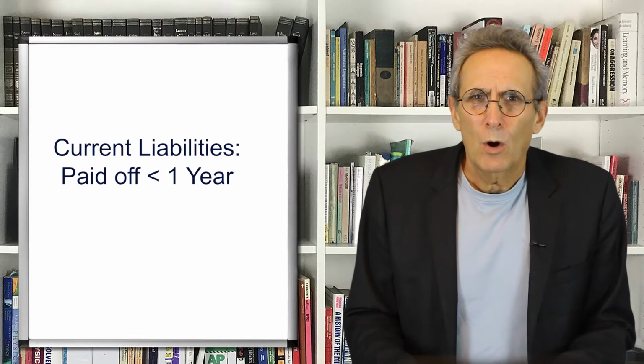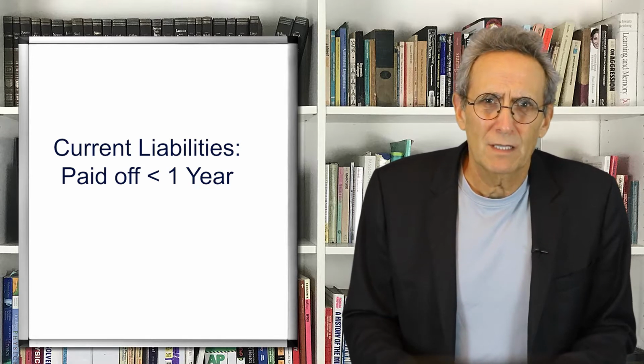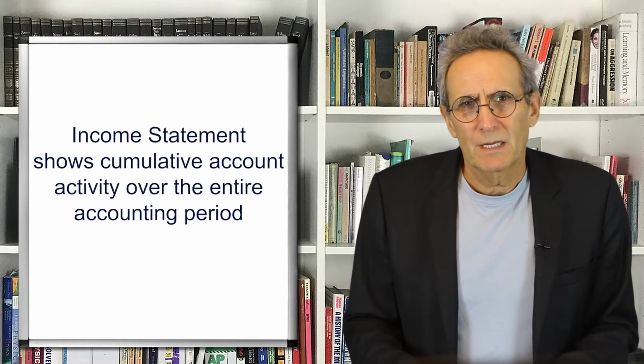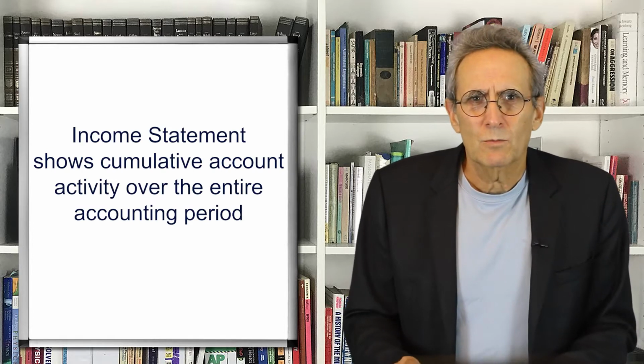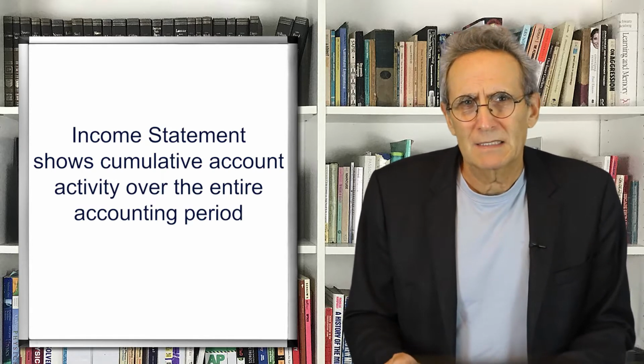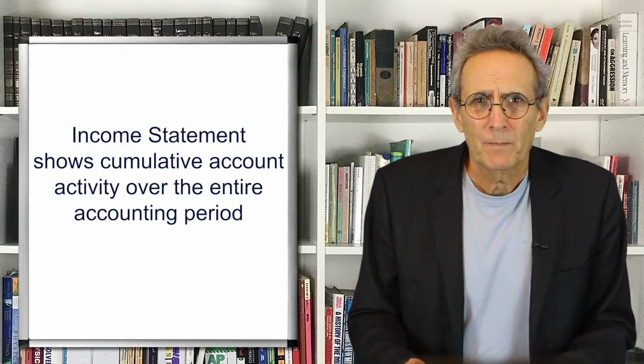Liabilities are also classified as current or non-current. Current liabilities are those which are expected to be paid off within a year. All other liabilities are classified as non-current. The second fundamental financial statement is the income statement. The income statement shows the revenue and expense account balances at the end of an accounting period.